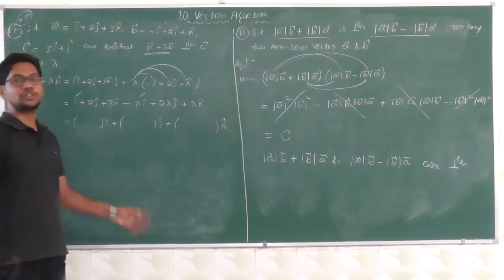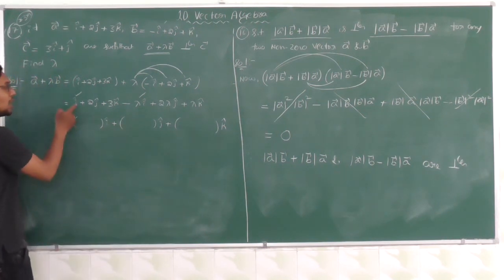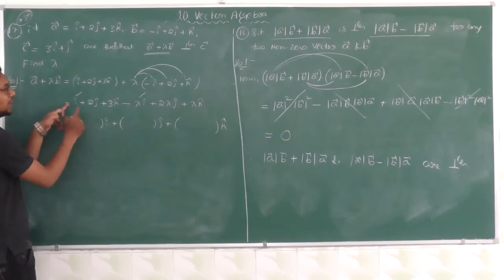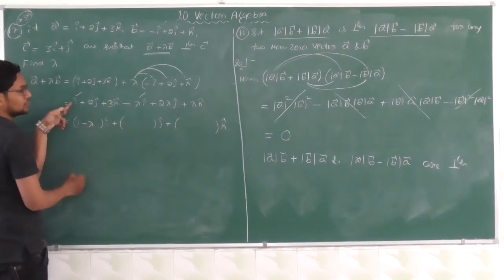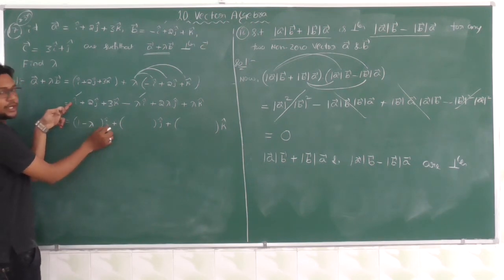Corresponding components I am going to add. Like how, the i component is what? 1. The i component is 1. Here the i component is what? Minus lambda. Hence 1 minus lambda is the component of i.